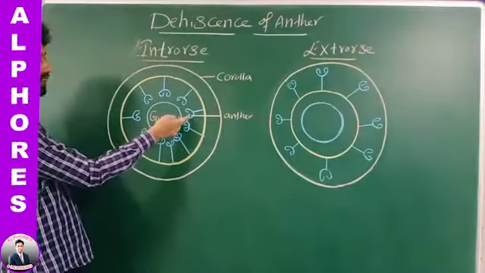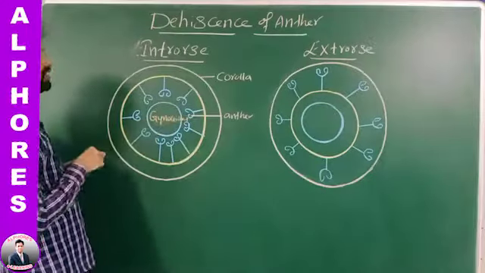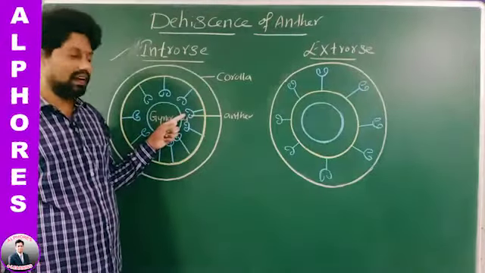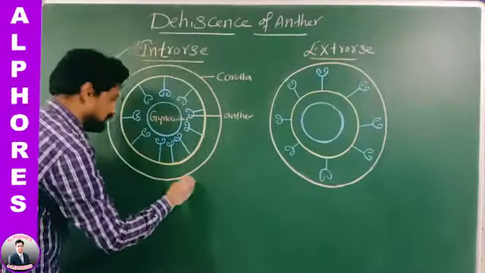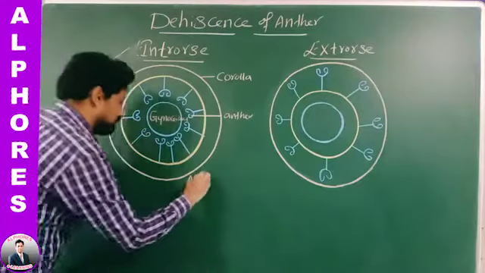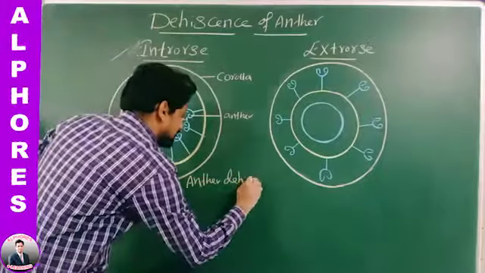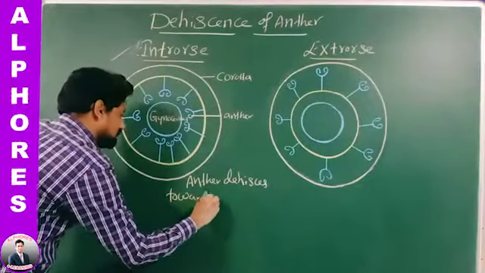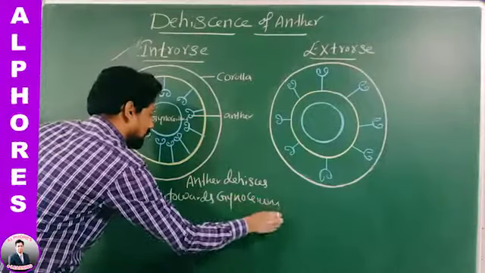Anther dehisces towards the gynoecium. Yes or no? This is introrse. What is the meaning of introrse? Anther dehisces towards the gynoecium. Therefore, introrse means inside. What is present towards the inside? Gynoecium. Therefore, anther dehisces towards the gynoecium.